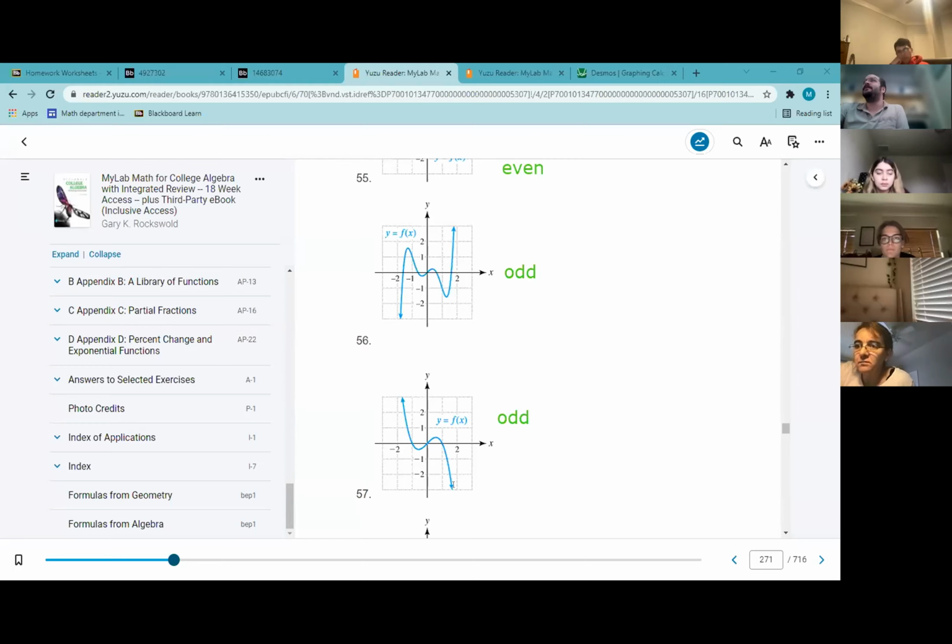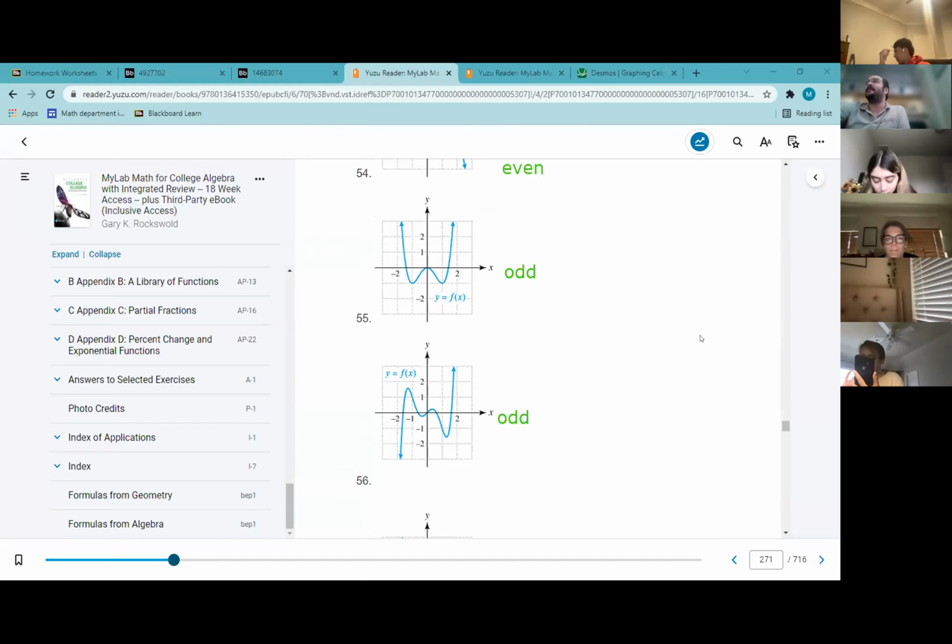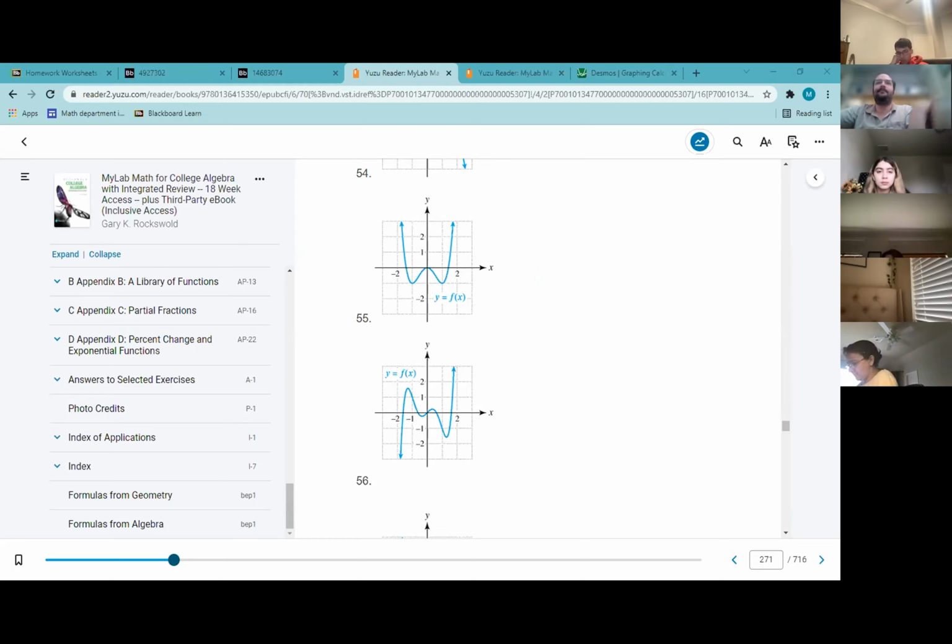So odd is like we can rotate it 180 and it'll end up back at the same picture. And then the other thing was the even, which we can flip about the y-axis, right? And it will end up the same picture. Any questions about these? Okay. So that's what these things look like graphically.